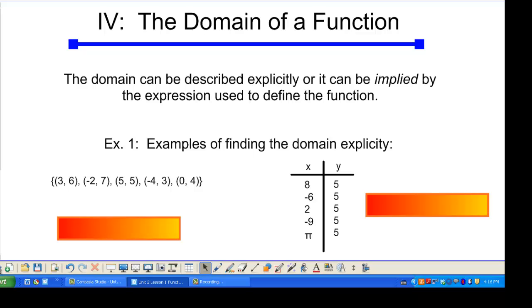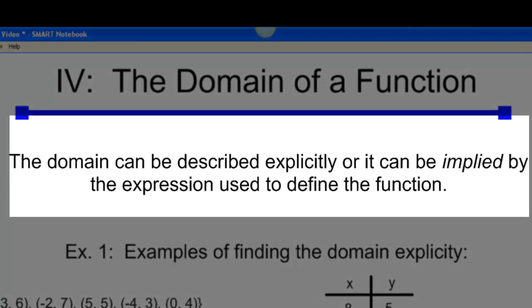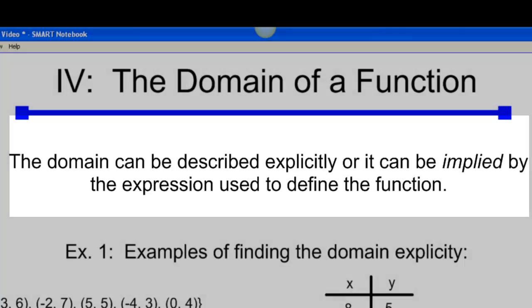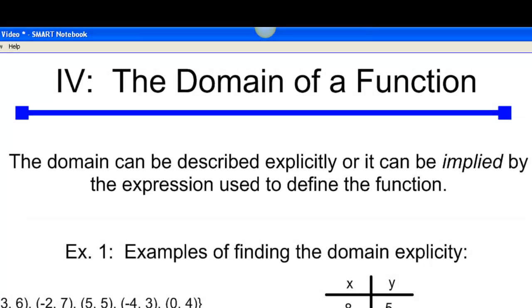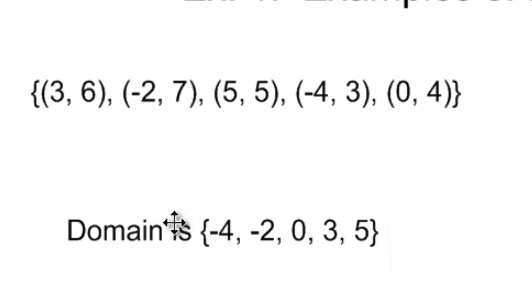And our last topic in this video is the domain of a function. A domain can be described explicitly or it can be implied by the expression used to define the function. I am going to teach implied domain in class, but the explicit domain of a function is fairly easy. If you're given a set of ordered pairs, like I have (3, 6), (-2, 7), (5, 5), (-4, 3), (0, 4), you have a finite amount of points. The domain is simply the x values. I listed mine in numerical order, but the x values are -4, -2, 0, 3, and 5. And that would be my answer to that type of homework problem.